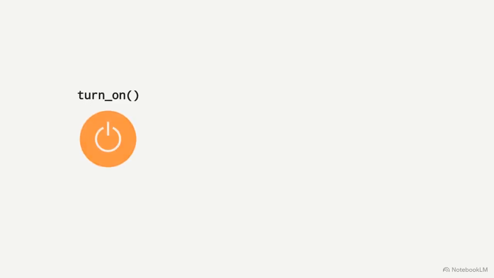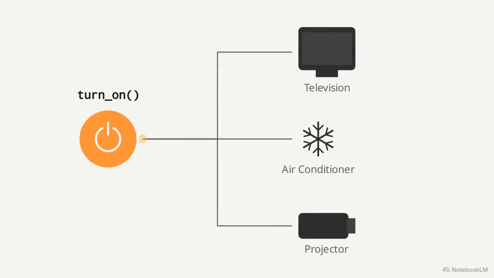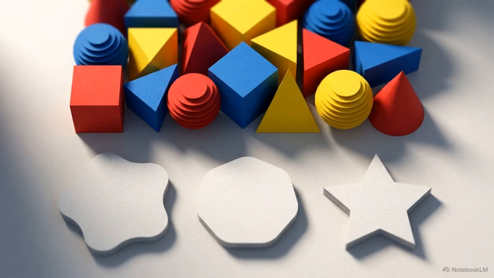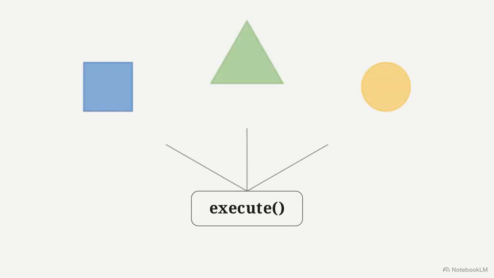You are using one single button, but that button causes completely different behaviors depending entirely on the object receiving the signal. In the world of programming, we have a specific word for this way of working. It comes from Greek, polymorphism. If we break that down, poly means many, and morph means forms, many forms. In coding, polymorphism means you can give one simple universal command and get different specific results based on the object you are talking to.